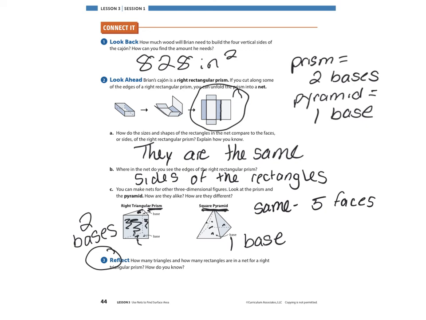So how many triangles and how many rectangles are in a net for a right triangular prism? We're working with the prism here for question number 3. A right triangular prism has, the bases are 2 triangles. And the faces are 3 rectangles.